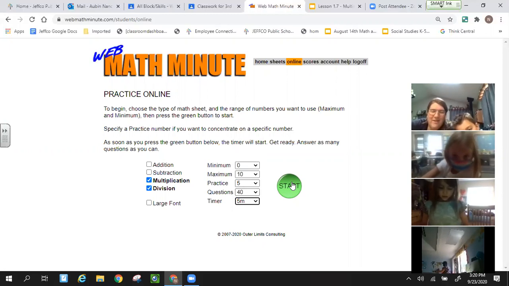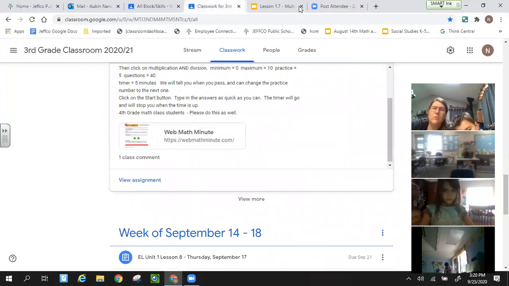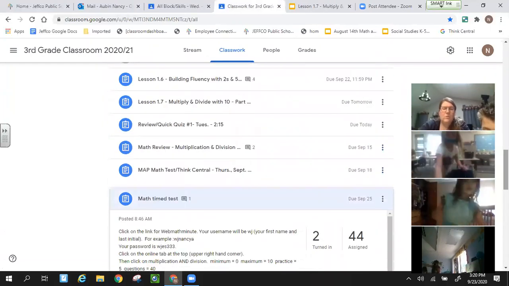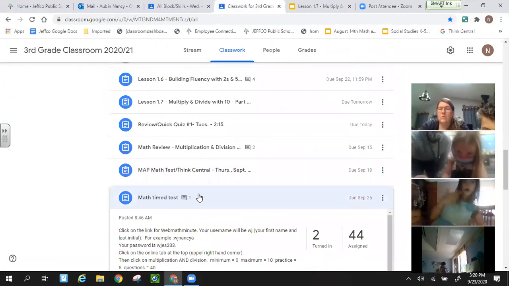So we're going to do this all year. We'll get so good at this. But most of you did not do it this morning, and I understand why. It's a hard thing to remember. But the directions are written in your Google Classroom under Math Time Test. I'll show you again where that is. It's right here. There are all the directions, and it's under Math Time Test right here.